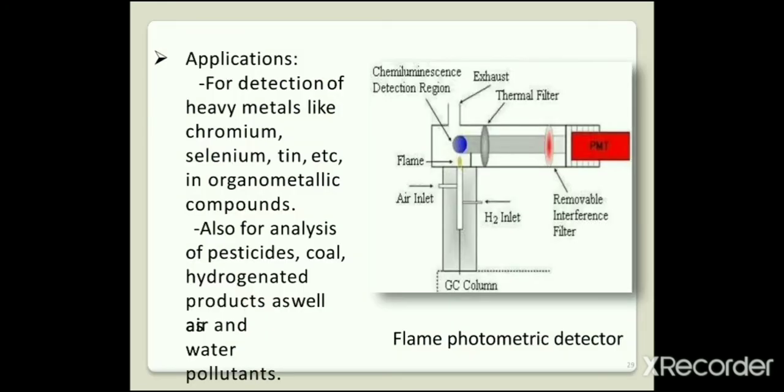This type of detector we can use for the detection of heavy metals like chromium, selenium, tin, etc. in organometallic compounds. It can also be used for the analysis of pesticides, coal, hydrogenated products, etc. Here you can see the outlet of the gas chromatographic column, and there is a chemiluminescence detection region that will detect and give the signal.